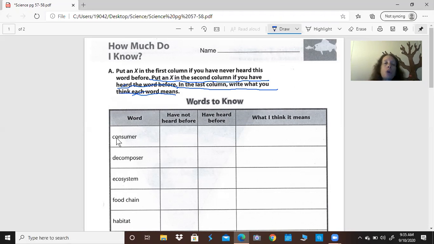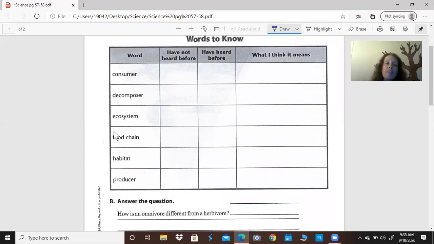Okay? What you're going to do is look at these words, and I'll have your class members read them for us, Jeremiah. If you have never heard that word, you're going to check mark this box. If you've heard the word, but you don't know what it means, you're going to check this one. And then write what you think it means over here if you know what it means.